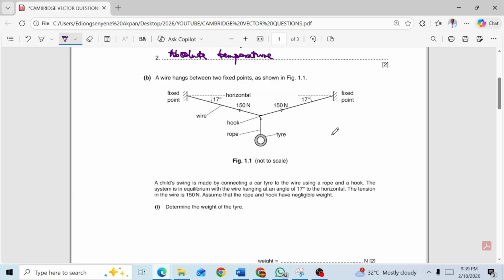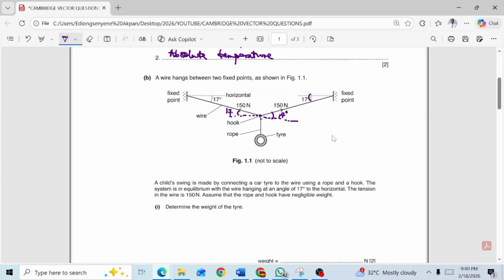This is a question that has to do with coplanar forces. In coplanar forces, there is something that you should always remember: when a body is in equilibrium, the upward force will be equal to the downward force. Just like your normal resolution. And this is where students miss. At this point, you need to know the angle to the horizontal. Here is 17. That means here will be 17 as well. Here is 17. Here will be 17.